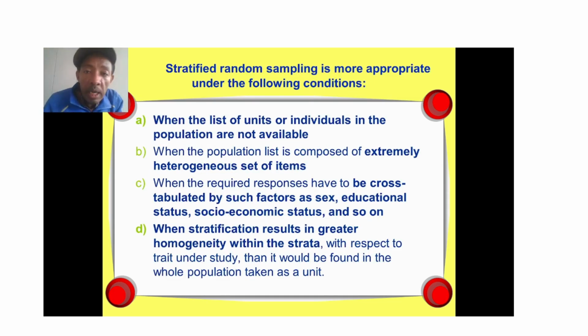The stratified random samples must include all members of the population. So stratified random sampling is more appropriate under the following conditions. When the list of units of individuals in the population is not available. When it's extremely heterogeneous, so when the population list is composed of an extremely heterogeneous set of items, meaning there are differences between groups, for example male and female, Orthodox, Protestant, Muslim. When required responses have to be cross-tabulated by such factors as sex, educational background, socioeconomic status, and so on. When stratification results in greater homogeneity within the strata with respect to the trait under study.